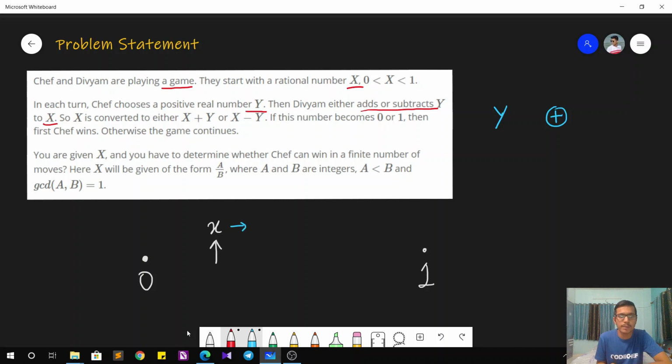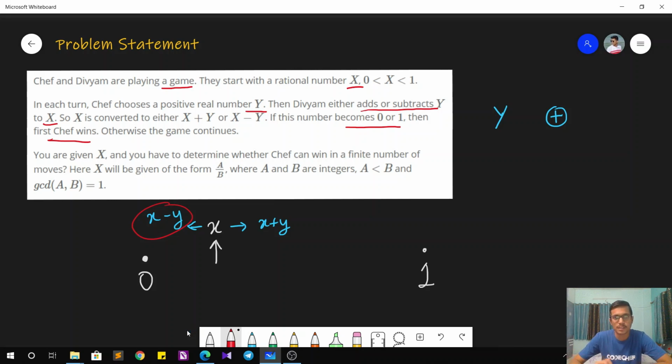x will now become x plus y. Or if Divyam had chosen subtraction, then x would have become x minus y. So x is changed. So this is a new value of x. And for the next turn, the new value will be used. So like this, the game goes on. And what is the stopping condition? If the number x after transforming becomes 0 or 1, then Chef wins. So this is given to us.